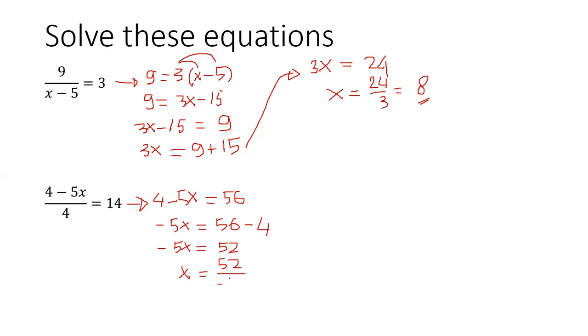52 over negative 5. And this fraction we could simplify to become 5 times negative 10 plus 2. Okay, negative 10, 2 over 5. 5 plus 5 times 10, 50 plus 2, 52. All right. So this is the solution for this problem.